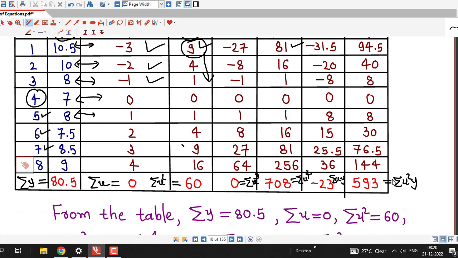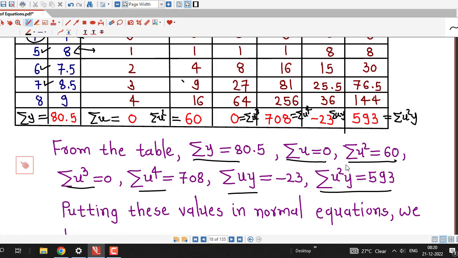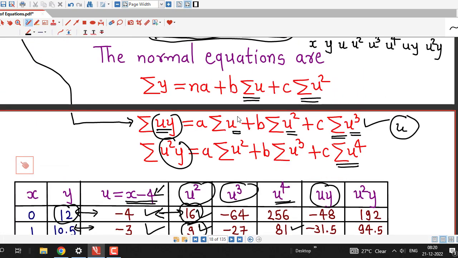So once we obtain all of these values, we can write in this way. From the table we find out all this sigma which is required for normal equations, and then we put these values in these normal equations.